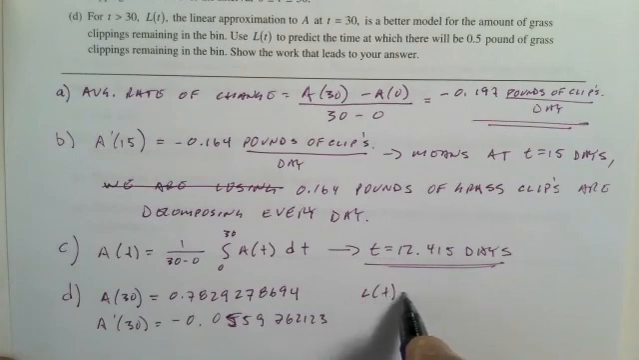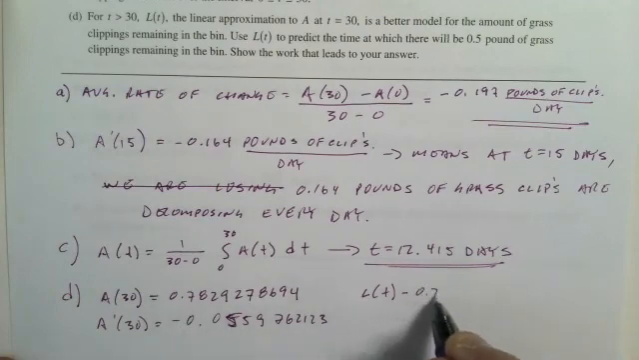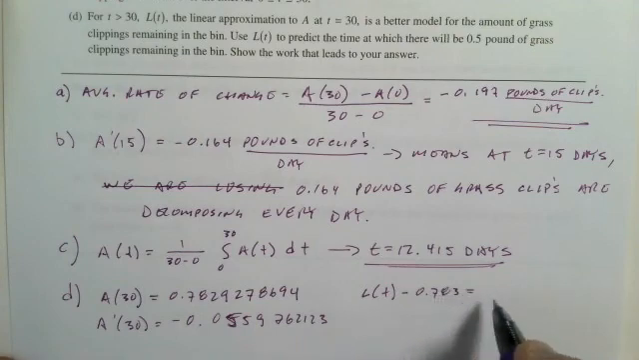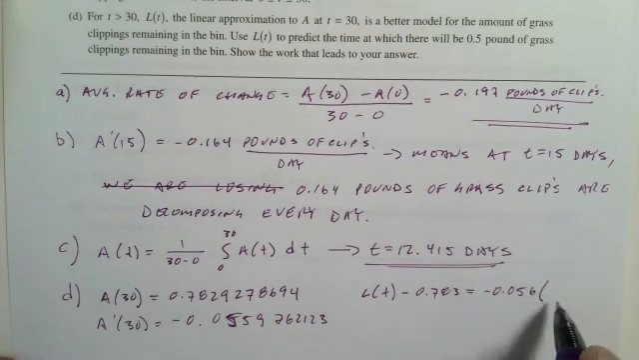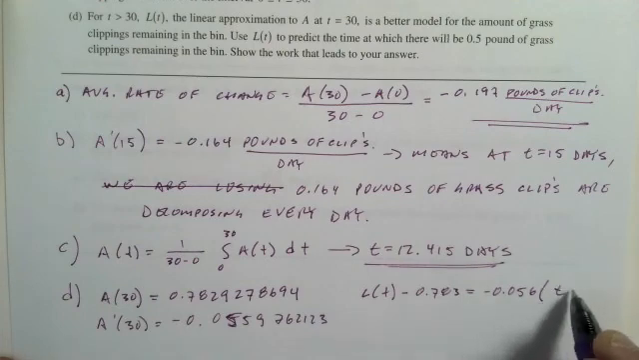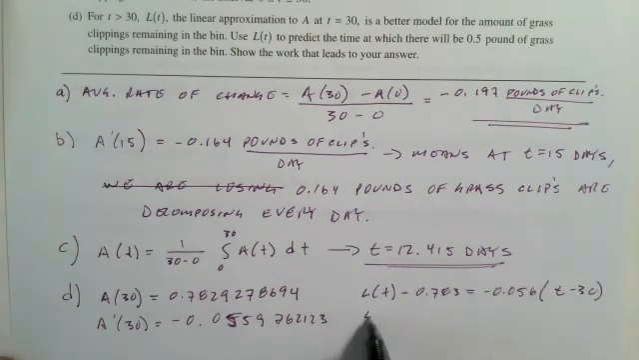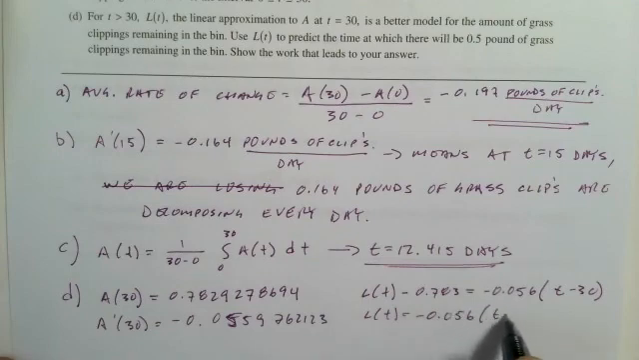So L of t minus 0.783 equals negative 0.056. Oh, I think I just figured out where I made my mistake earlier. T minus 30. So L of t, I guess I have to use this model going forward. Interesting. T minus 30 plus 0.783. So there's my answer.